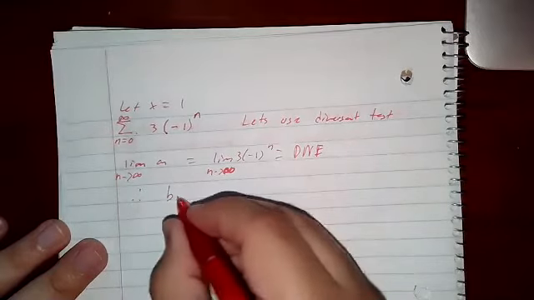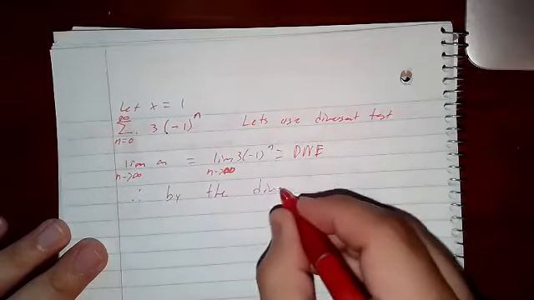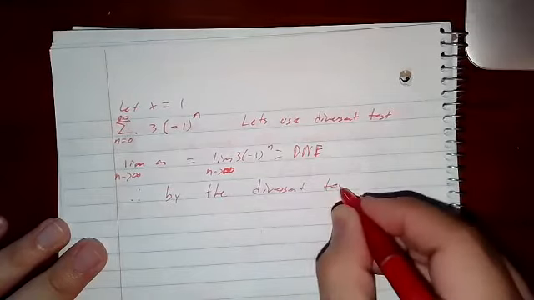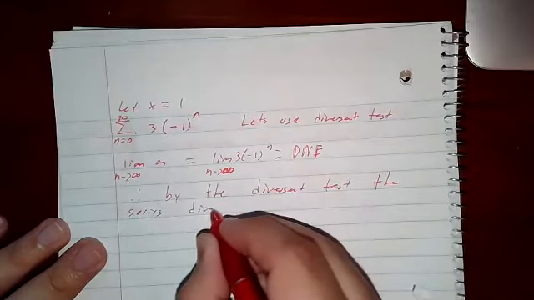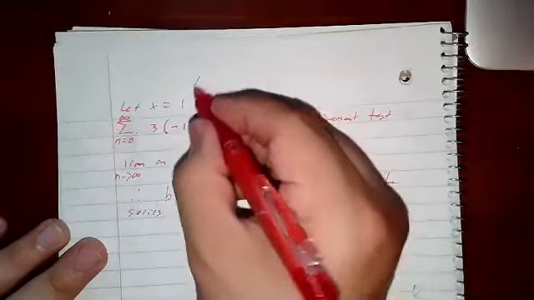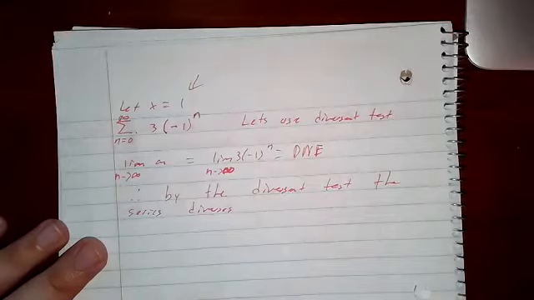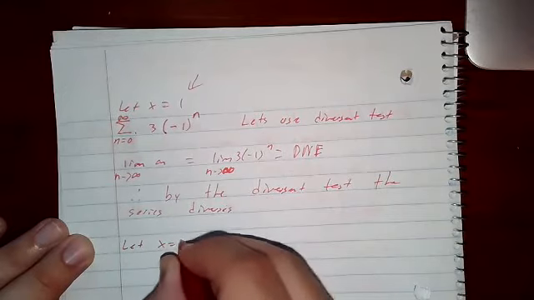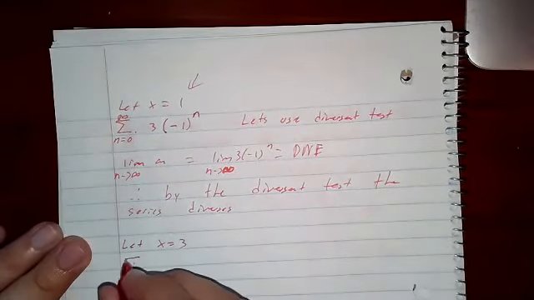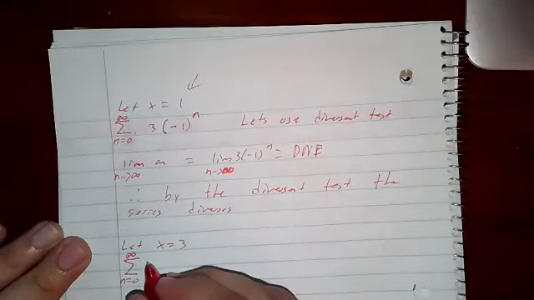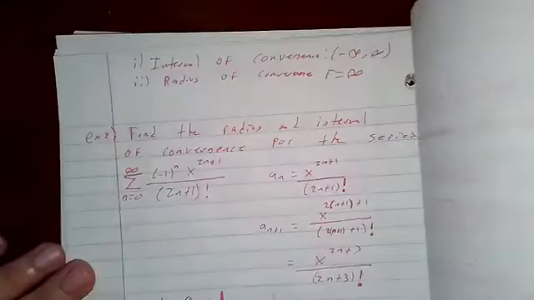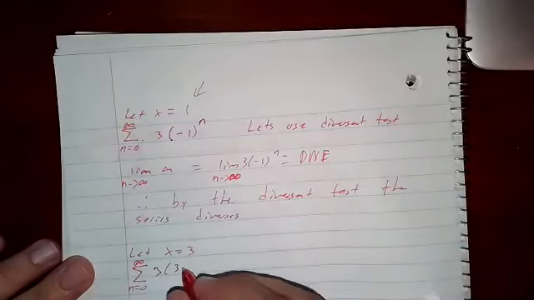Therefore, by the divergence test, the series diverges. So we're not going to use x equal 1. We're going to put a parenthesis. So now let's test x equal 3. If I plug in 3, it'd be x minus 2, so that would be 3 minus 2, right?